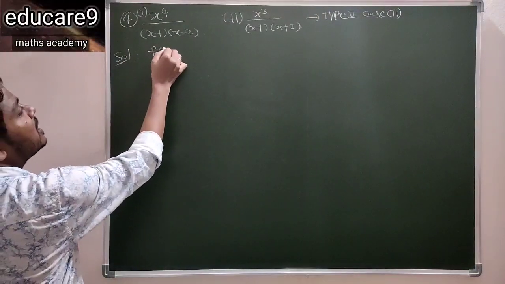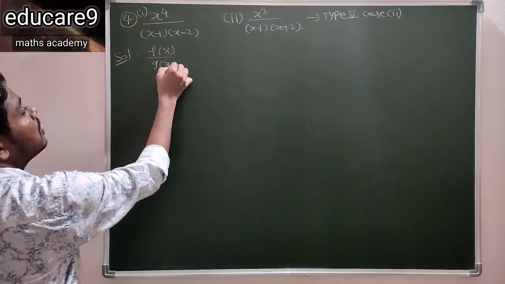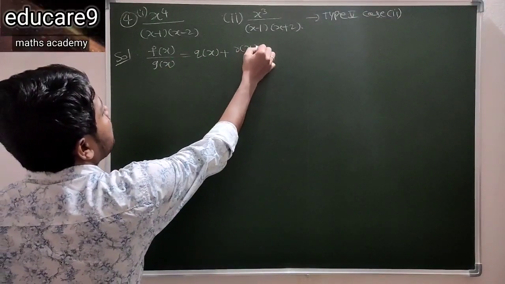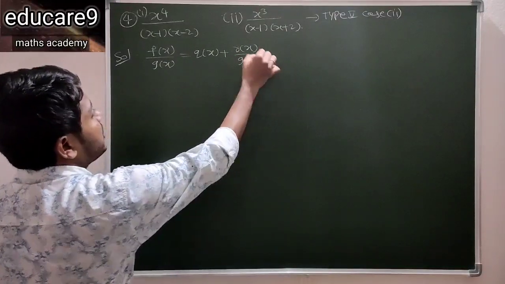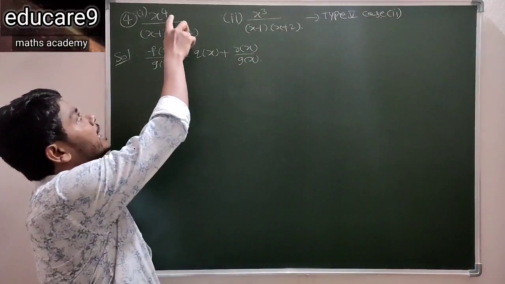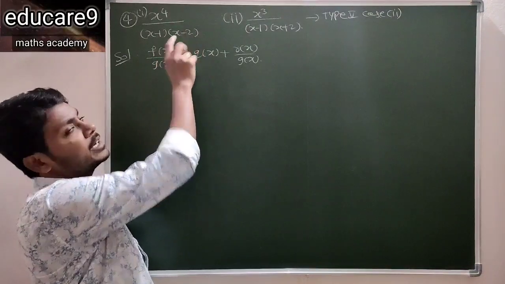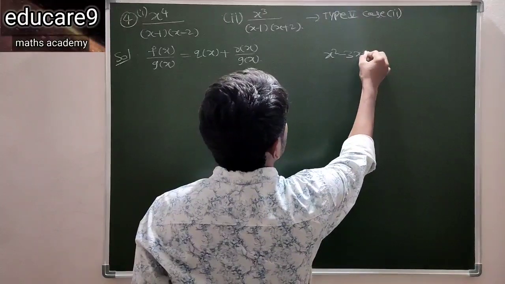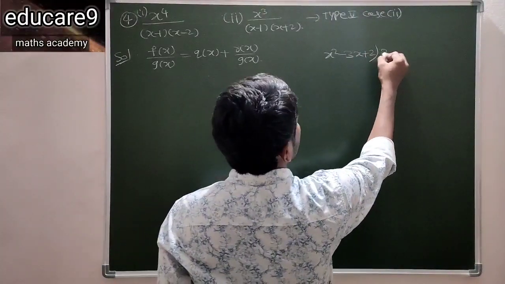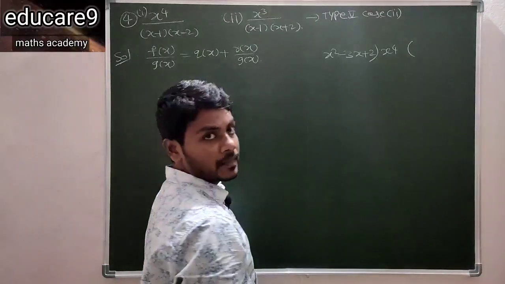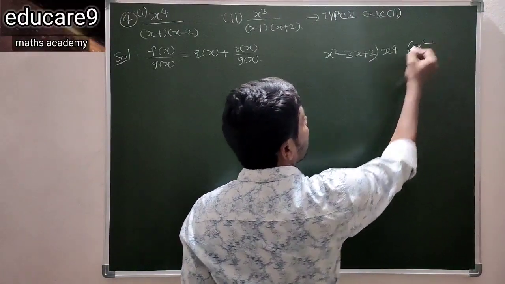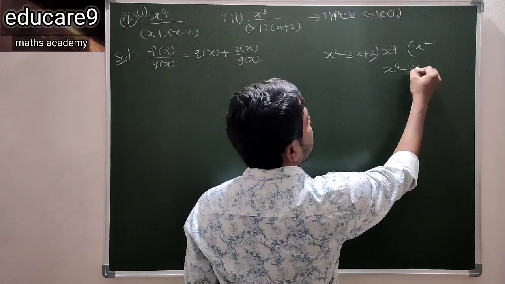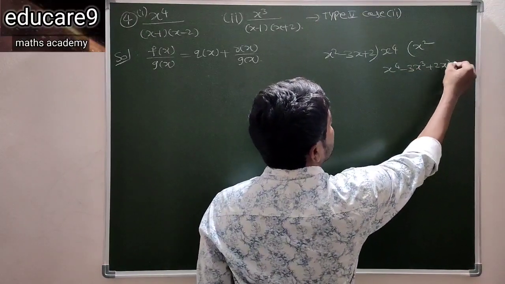Okay. So see here first question. So how to write f of x by g of x is equals to q of x plus r of x by g of x. So see here, divide x power 4 with x minus 1 into x minus 2. So clear that is x square minus 3x plus 2 into x power 4. So multiplying with the x square. So what you get? X square into x square, x power 4 minus 3x cube plus 2x square.